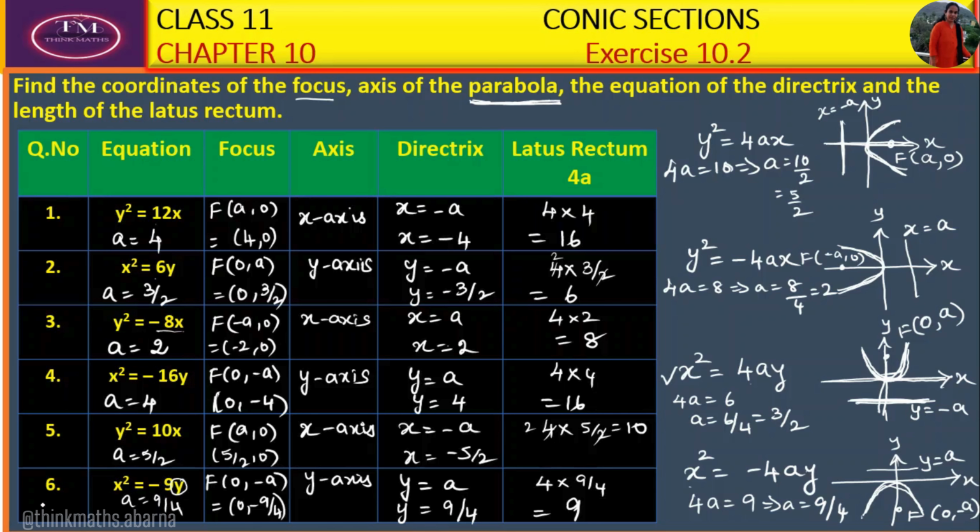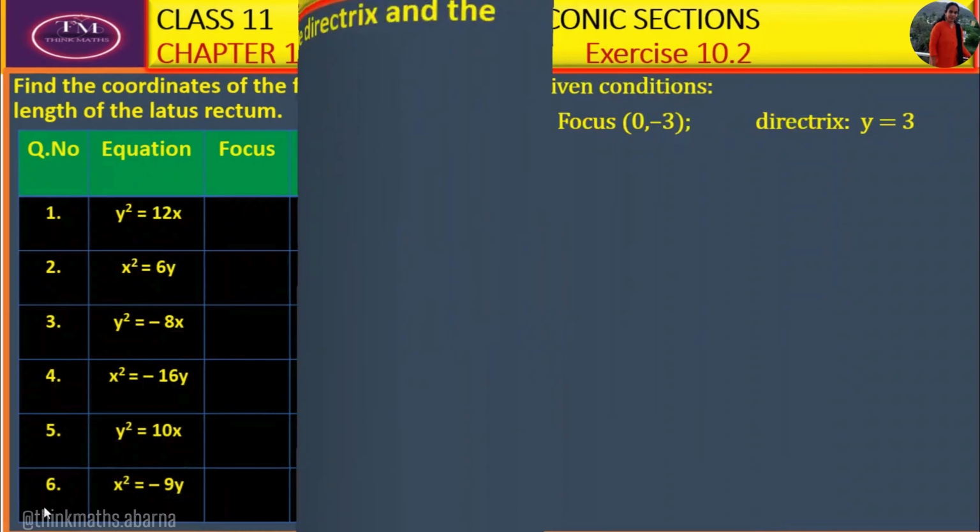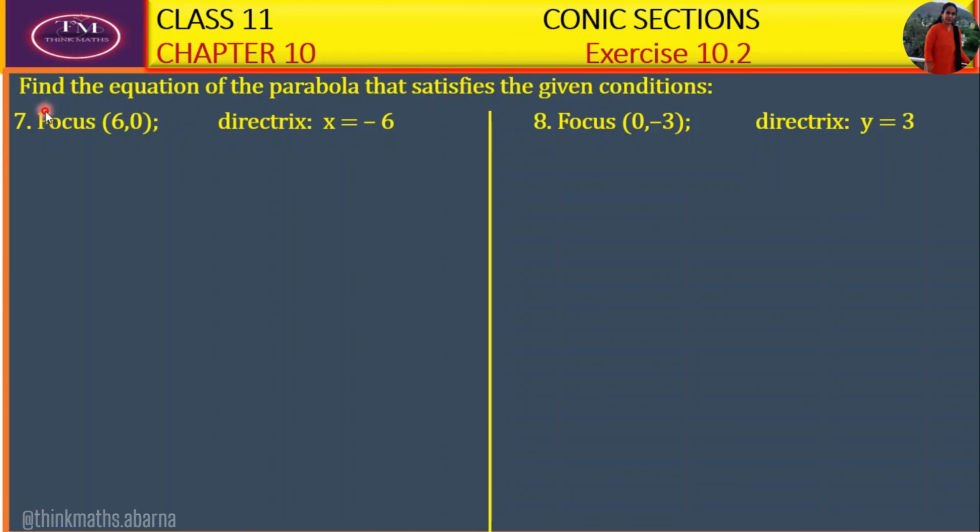Clear? So shall we move on to the next set? So here 7th and 8th questions are here. Find the equation of the parabola that satisfies the given condition. Here focus and directrix are given. We have to find the equation of the parabola. Now, let us plot the focus and directrix.